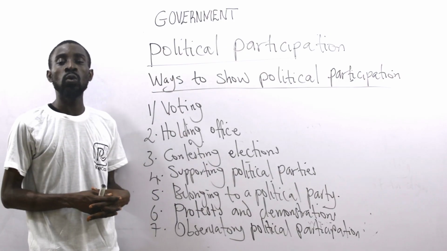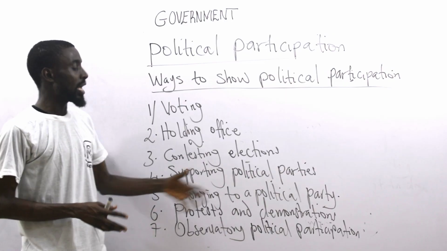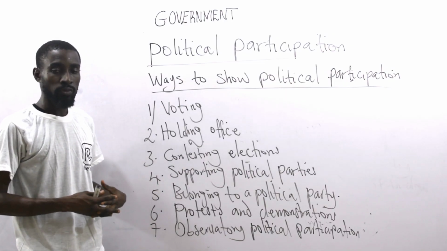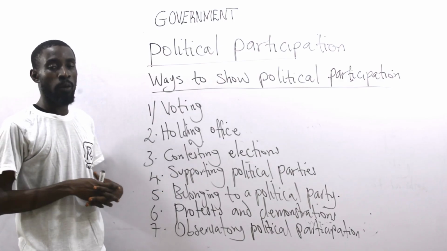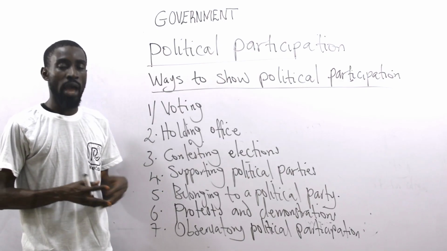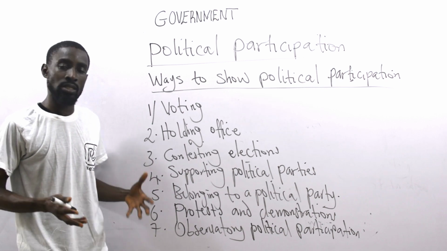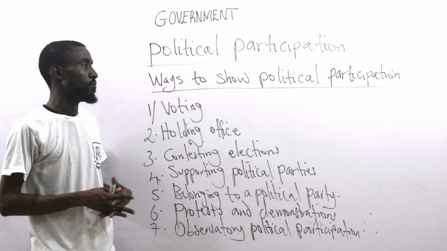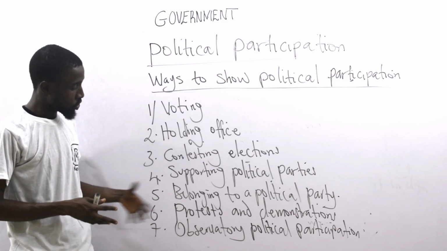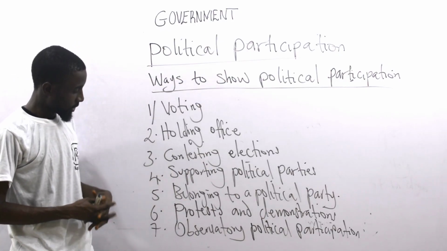Belonging to a political party. All right? By the time you belong to a political party, you are a member of the APC, you are a member of PDP, you are a member of Labour Party, that shows that you are a card carrier, for example. That means you are a member of these political parties and you are actively involved in the politics of your country. So it's one of the ways of showing political participation.